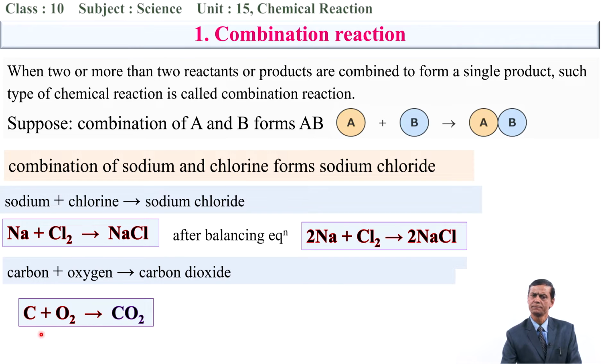The reaction can be expressed in symbolic form like this: C plus O2 gives CO2, isn't it? This is a combination reaction. Two reactants combine to form a single product, isn't it? So, is the equation balanced or not? Sure, this equation is balanced. Look at it.